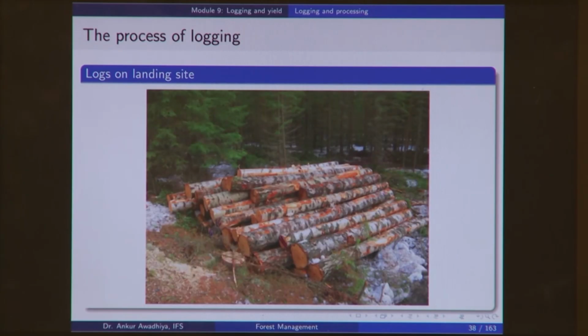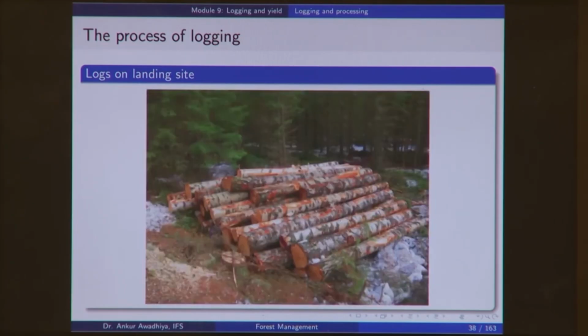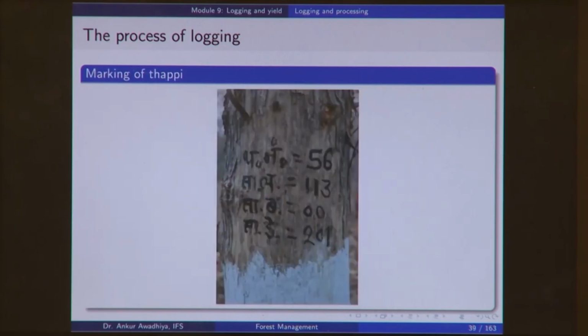So, we will have these sorts of stacking. Everywhere, like this image is from Finland, this image is from Harda, and in both these cases the process is one and the same. Now, here we are seeing a marking of this stack. This stack in Madhya Pradesh is known as a thappi. So, this record is now telling you that this is a thappi number 56.